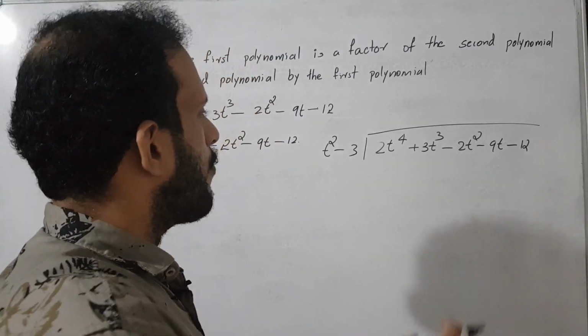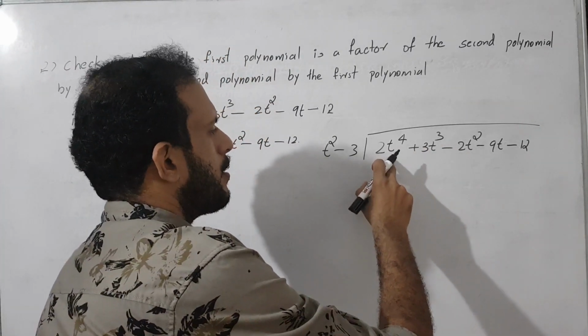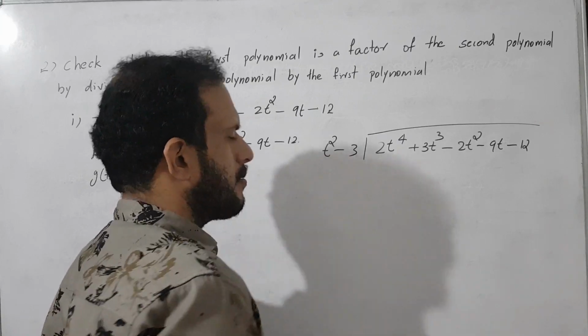The next, we divide the highest power term of dividend by the highest power term of divisor.